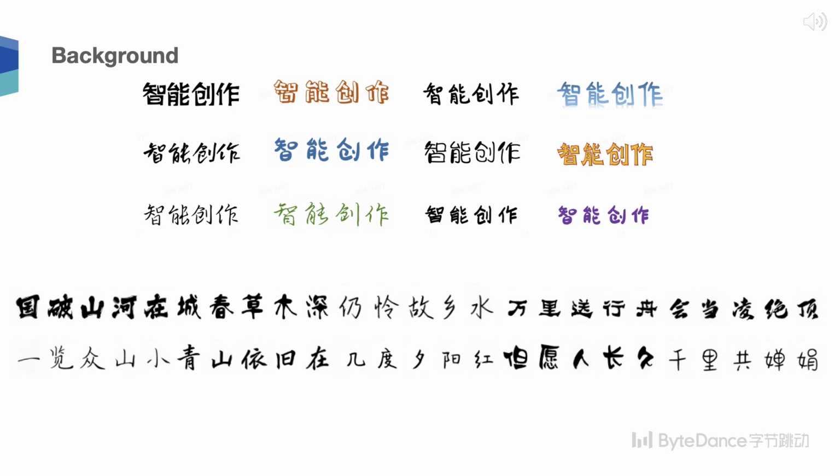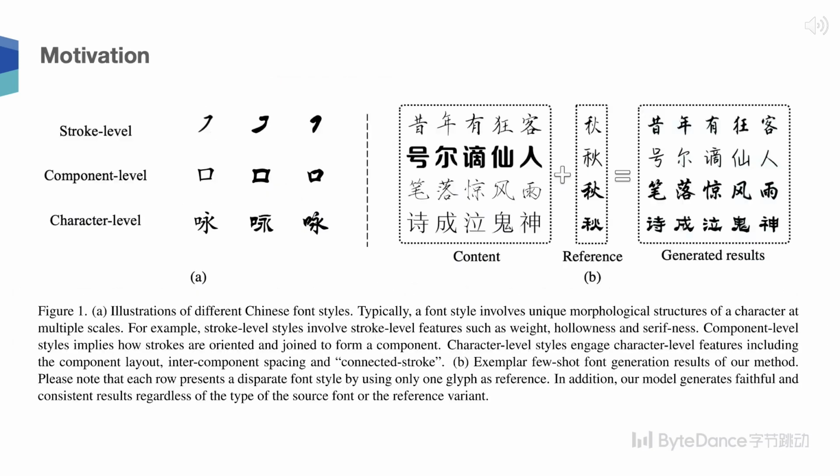Existing methods follow the style-content disentanglement paradigm and expect novel fonts to be produced by combining the style codes of the reference glyphs and the content representations of the source. However, these few-shot font generation methods either fail to capture content-independent style representations or employ localized component-wise style representations, which is insufficient to model many Chinese font styles that involve hyper-component features such as inter-component spacing and connected strokes.